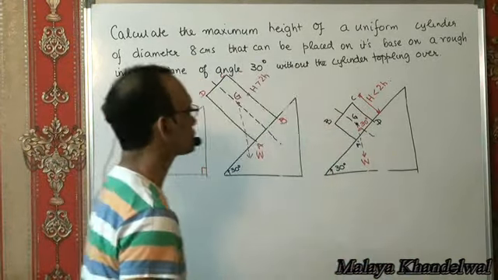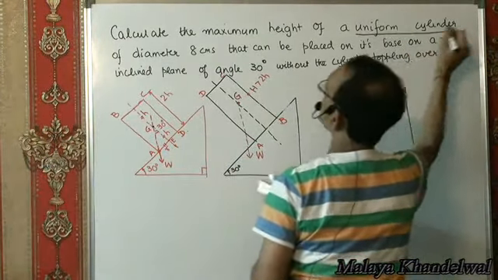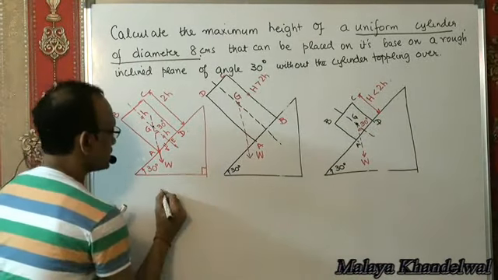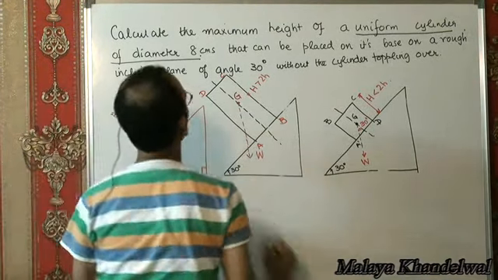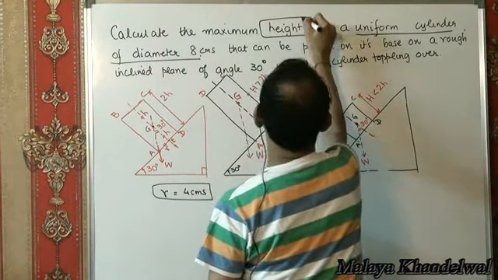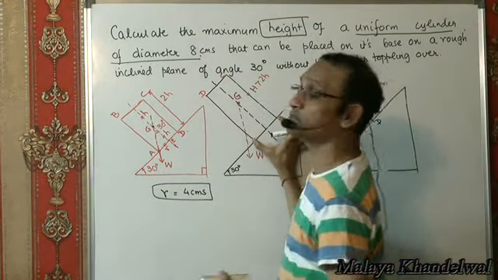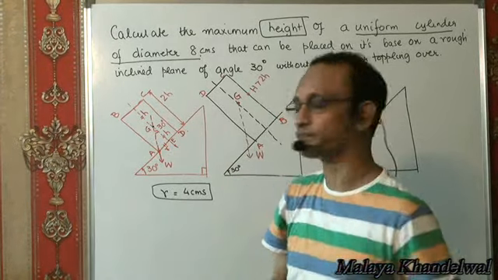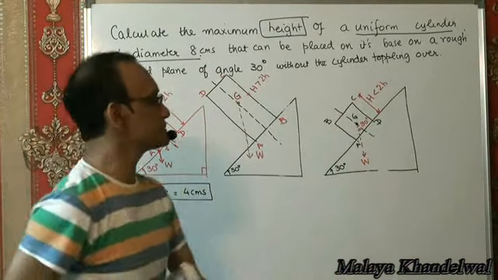That's the situation. Now we have a uniform cylinder of diameter 8 centimeters, which means the radius of the cylinder is 4 centimeters. Now we want to select the height of the cylinder, or the maximum height of the cylinder, so that when it's placed on the rough inclined plane, it does not topple. So let's understand the progression of events.